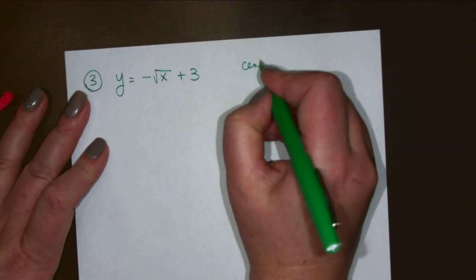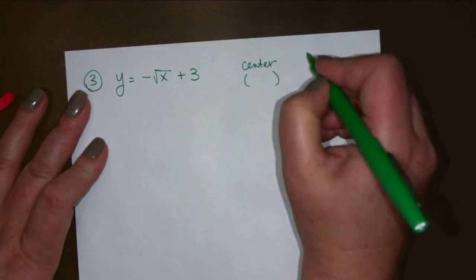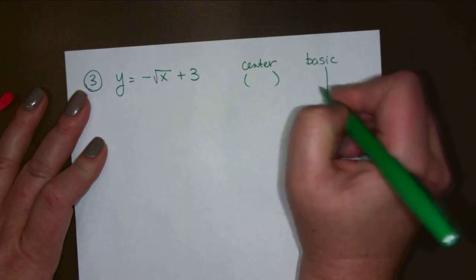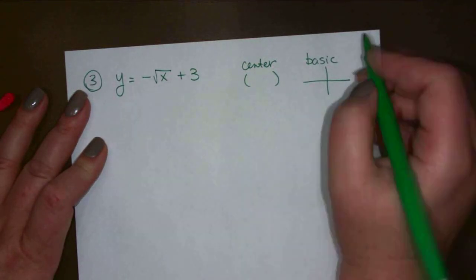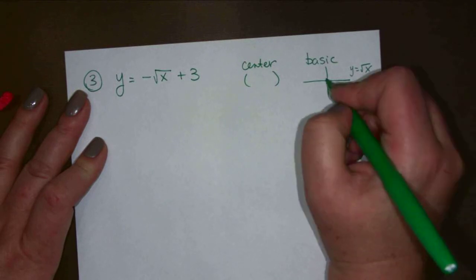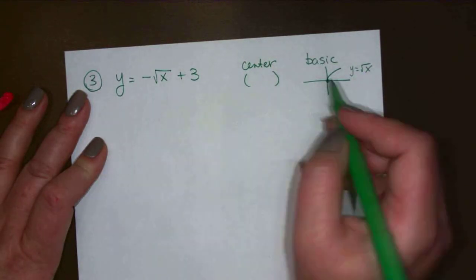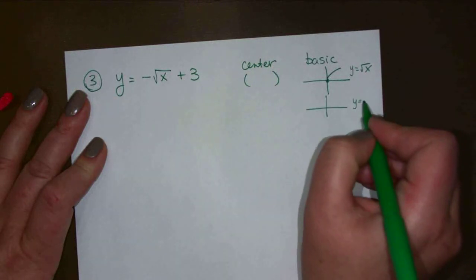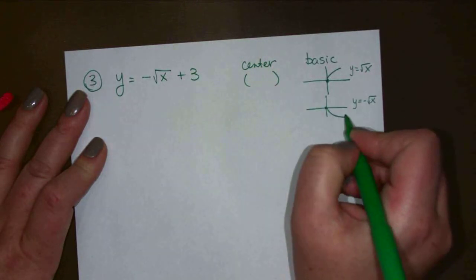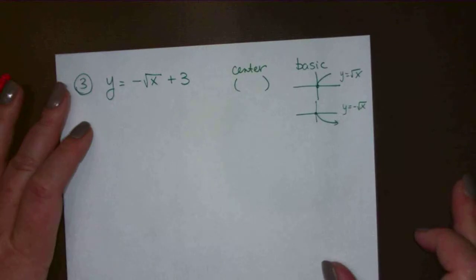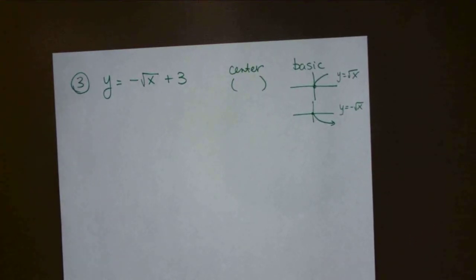So what we want to look for is the center and the basic graph. So what is the basic graph? Root x is like this, but this one is not root x. It goes down here. Now, if you see that minus sign and you say, okay, I can't remember which way it goes, how would you figure that out if you just really couldn't remember which way it flips? Or you weren't confident. Maybe you thought it flipped down, but you weren't confident. How would you do that?